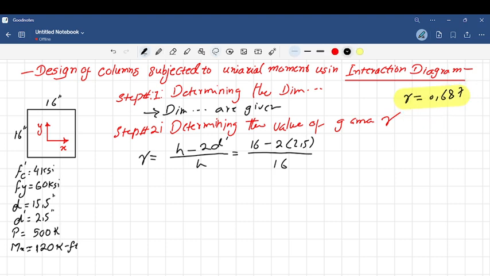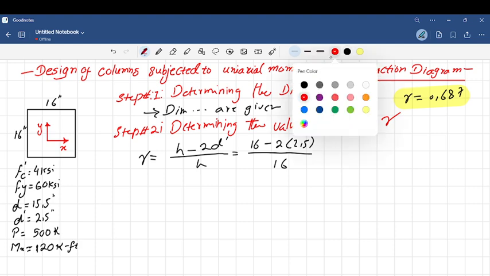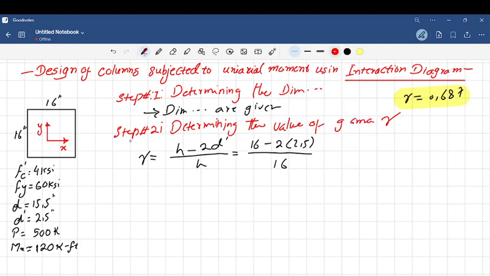Now the third step would be to determine the two factors that we talked about earlier. Step number three would be calculating the Kn and Rn values.